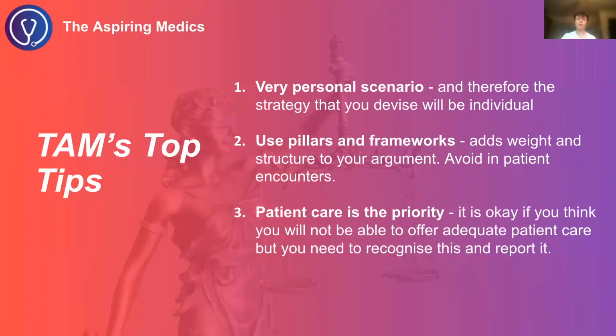So now we're going to look at some Aspiring Medics top tips. This is a very personal scenario, and therefore the strategy that you devise will be individual. So, say, for example, if you have dealt with verbal abuse before and you've got tried and tested practices to deal with this, you can incorporate this. You want to use pillars and frameworks, but you want to avoid these in patient encounters. So like we've said, you want to use them to think about the ethical implications of verbal abuse and why you need to act on it. But you want to avoid this in patient encounters because this would constitute medical jargon and this perhaps isn't appropriate.